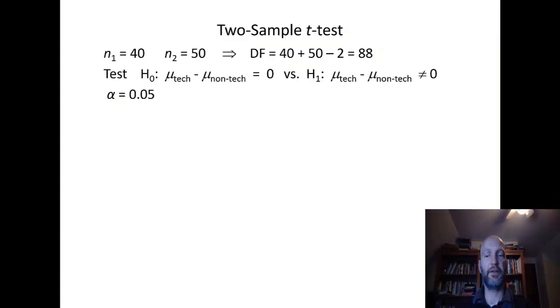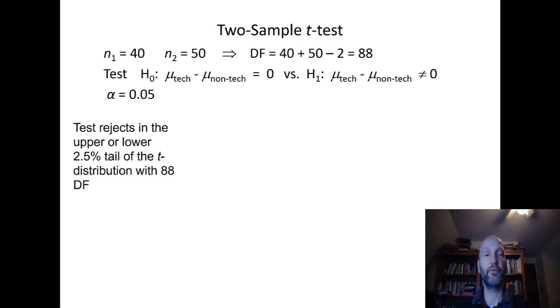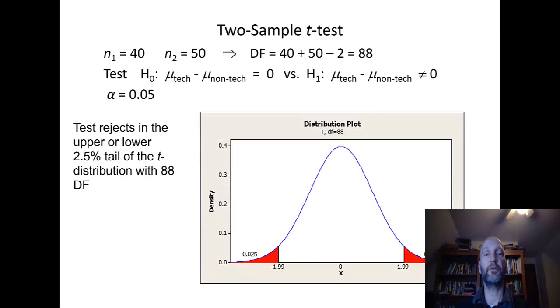Okay, so let's look at the details here. We have n1 is 40, n2 is 50. Add those together, subtract 2, that gives us degrees of freedom of 88. And we have a t-distribution then on 88 degrees of freedom. We know we have a two-tailed alternative hypothesis, and alpha is 5%. So that means that we're looking for the upper 2.5% and the lower 2.5% region in a t-distribution with 88 degrees of freedom. Minitab will tell us what the critical values are for free, negative 1.99 and 1.99.